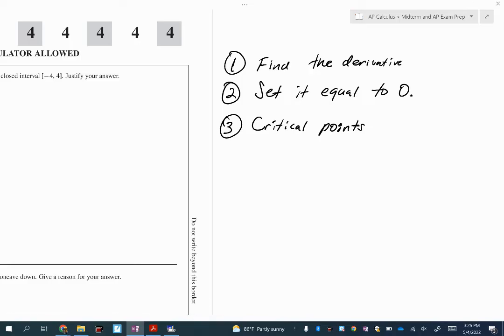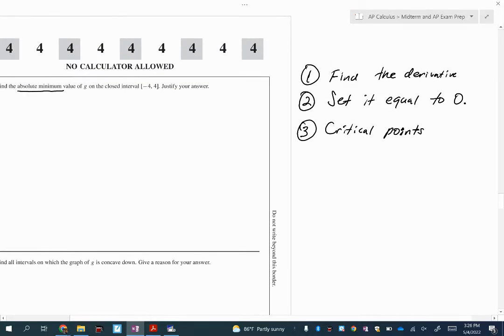Okay, and those are the critical points you're going to try. You're going to put those into the original function to see which one is your largest y value. That'd be the absolute maximum. And then you do the same thing and see which one is your lowest one. That's your absolute minimum. The one thing that students sometimes forget is you do need to also plug in the boundary. If it says closed interval, make sure you plug in those two as well, because they might be the actual absolute minimum or maximum.